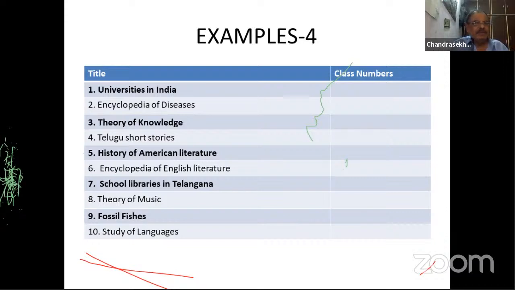Okay. Then next, theory of knowledge. Philosophy.